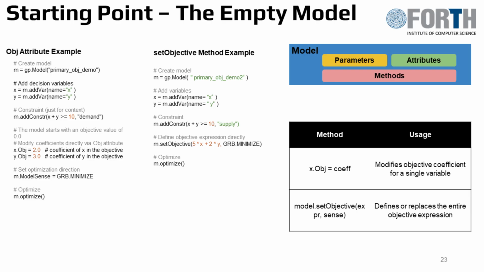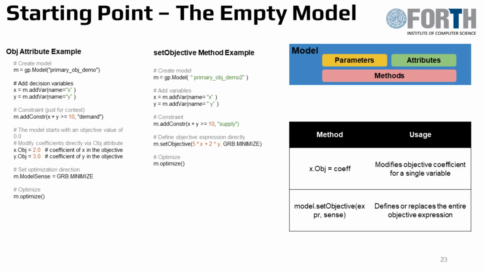Here we see two equivalent ways to define the objective in practice. On the left, we modify coefficients individually using the Obj attribute. We create the model, add variables and constraints, then directly assign objective coefficients to each variable. Finally, we set the optimization direction and solve. On the right, we use setObjective to define the full objective expression in one statement. Instead of assigning coefficients separately, we write the complete linear expression and specify whether we minimize or maximize. Both approaches produce the same mathematical model.